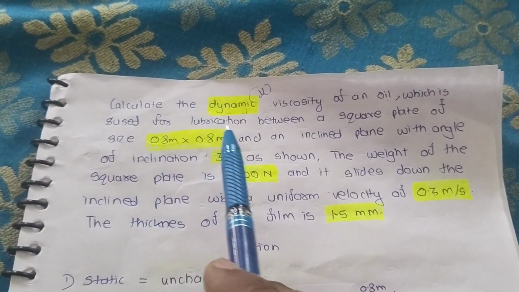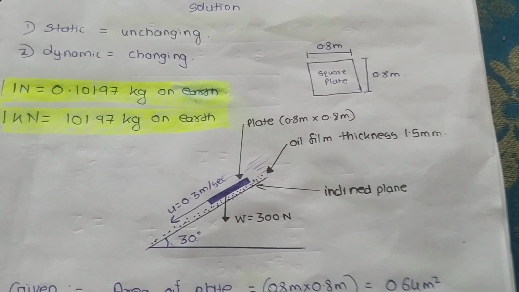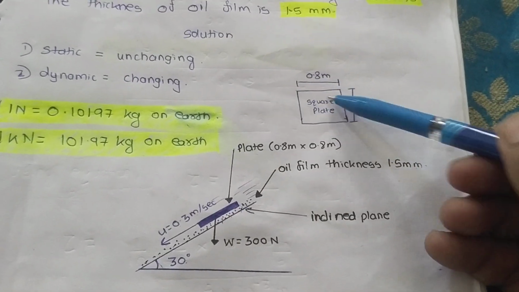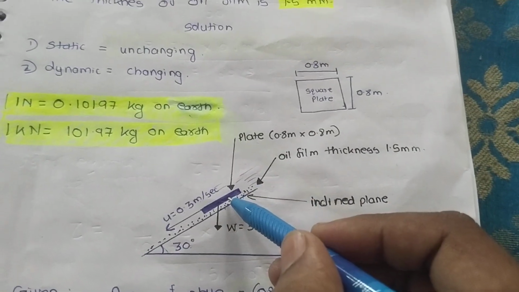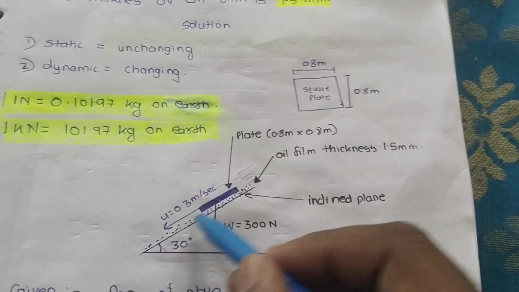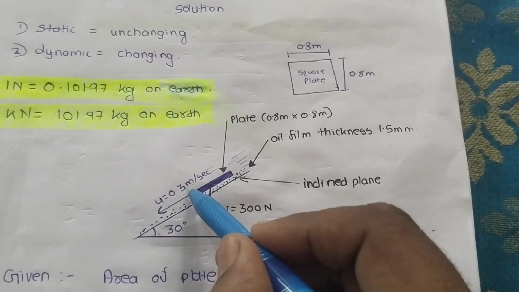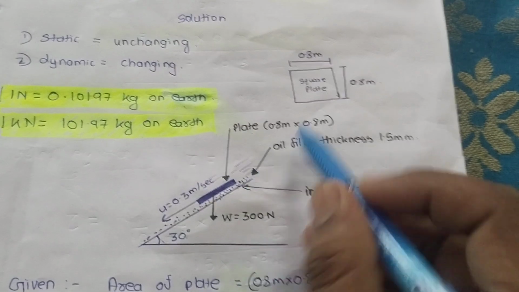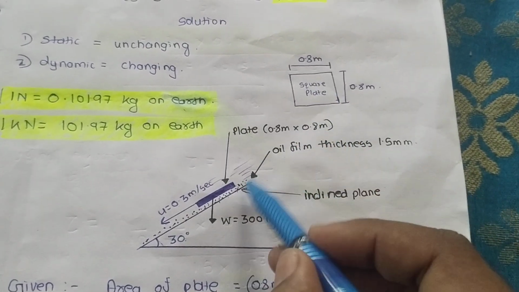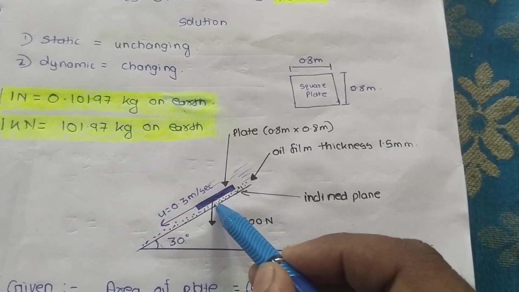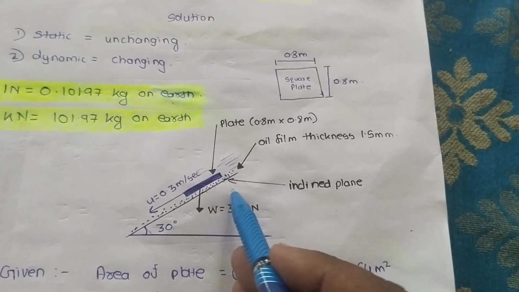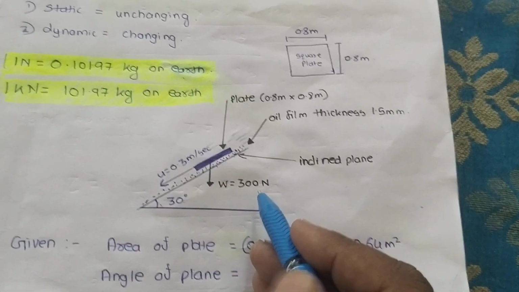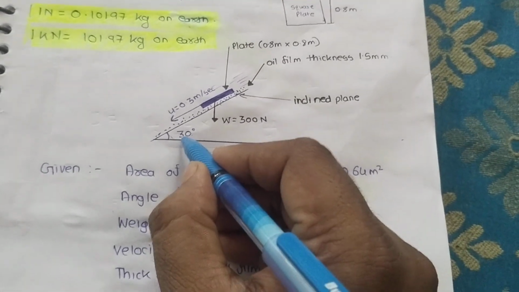Here we have to find the dynamic viscosity of an oil, mu. So first understand the diagram. I have drawn the square plate 0.8 meter by 0.8. This is the top view and this is the side view. The plate is moving downward with a speed of 0.3 meter per second. The dimension of the plate is 0.8 meter by 0.8 meter. Oil film is applied, and we have to find the dynamic viscosity of the oil. This is the inclined plane. The weight of the plate is 300 Newton, and the angle of inclination is 30 degree.